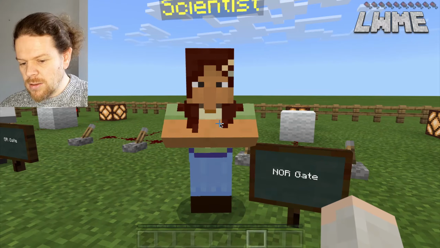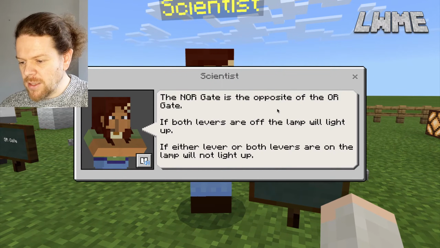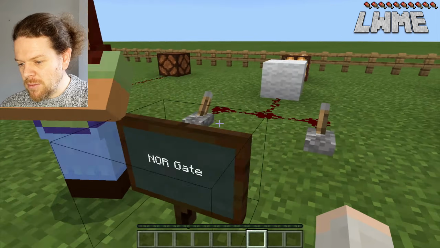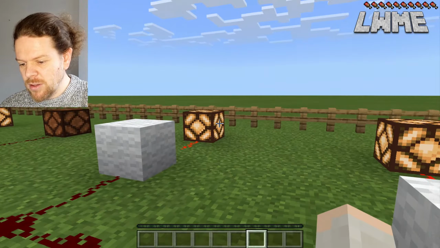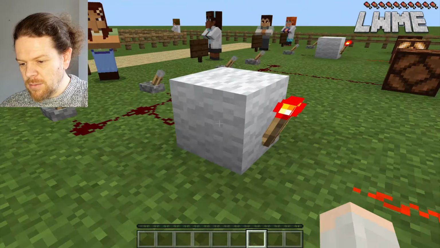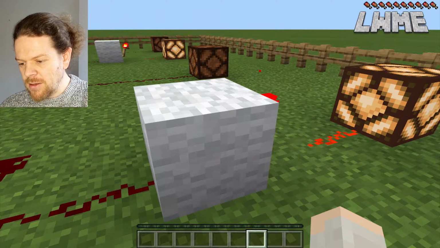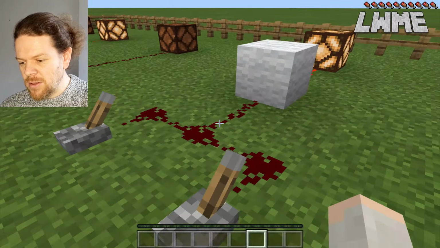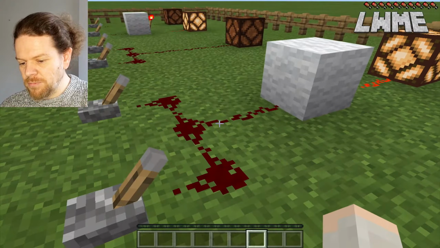The NOR gate. The NOR gate is the opposite of the OR gate. If both levers are off, the lamp will light up. If either lever or both levers are on, the lamp will not light up. So they both have to be off for the lamp to light up. This is an OR gate, but it just has an inverter, like we looked at over there, halfway through. So this is how this is constructed, very simple.